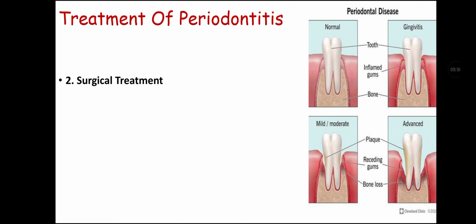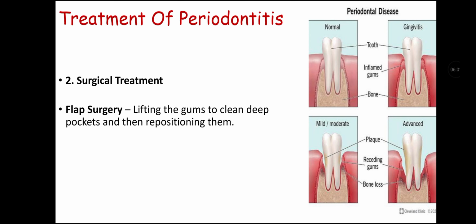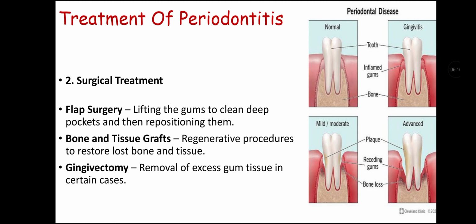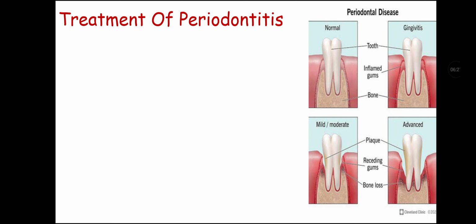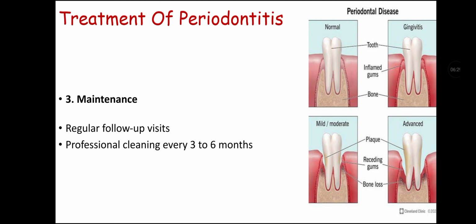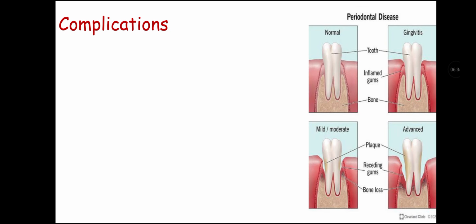Second type of treatment for periodontitis is surgical treatment. It includes flap surgery, that is lifting the gums to clean deep pockets and then repositioning them. Second, we can also do bone and tissue graft, that is regenerative procedure to restore lost bone and tissue. Third, we can also do gingivectomy, that is removal of excess gum tissue in certain cases. Next part of treatment of periodontitis includes maintenance, that is done by regular follow-up visits, professional cleaning every 3 to 6 months, and strict oral hygiene at home.